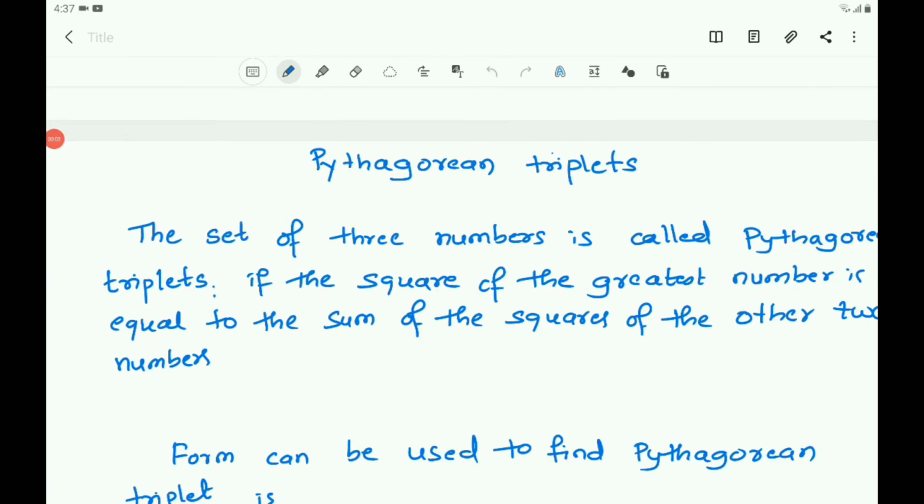Now about the Pythagorean triplets. Triplets means it is a set of 3 numbers. The set of 3 numbers is called Pythagorean triplets if the square of the greatest number is equal to the sum of the squares of the other two numbers. Then the three numbers are said to be Pythagorean triplets.